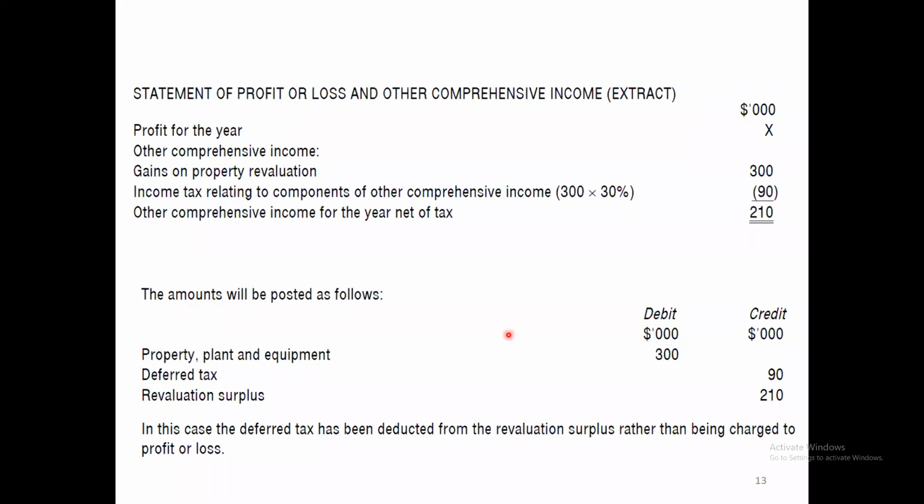So the amount will be posted as follows in journal entries. Property, plant, equipment, 300,000 debit, and deferred tax, 90,000 credit, and revaluation surplus, 210 credit. So it is not posted to a deferred tax asset account. There is no deferred tax asset account, and no deferred tax liability account, right? In this case, deferred tax has been deducted from the revaluation surplus rather than being charged to the profit or loss account.